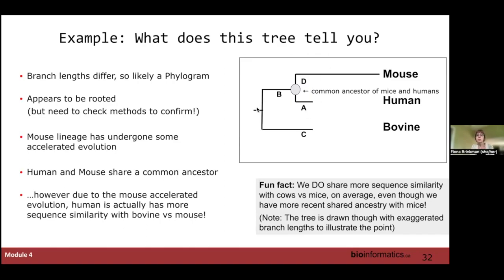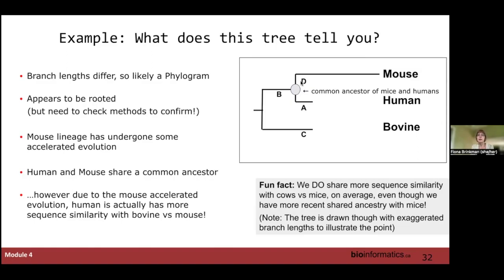It appears to be rooted because it has a line, but I want to put a cautionary note that many phylogenetic drawing packages will tend to stick a branch in there, but it's not necessarily rooted. So you need to always check and see if this is actually a rooted tree or not.